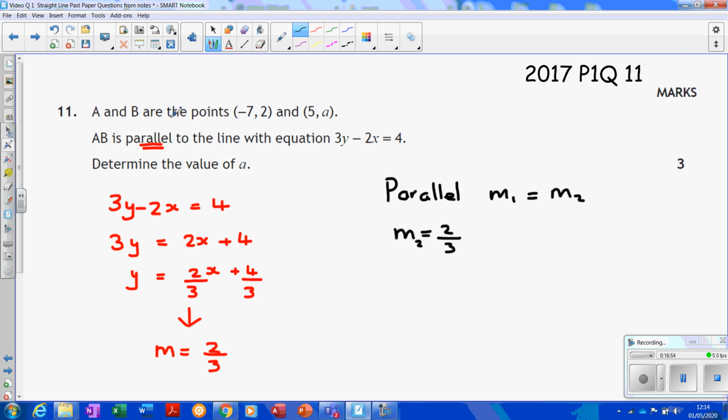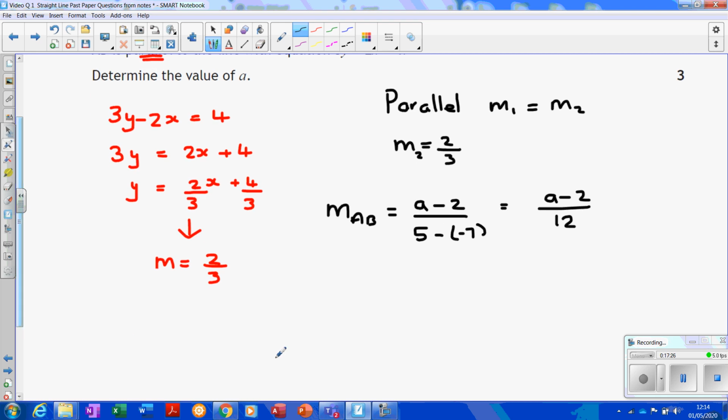Now I'm going to work out the gradient of AB. So the gradient of AB is y2 minus y1 divided by x2 minus x1. So y2 minus y1 is a minus 2, divided by x2 minus x1, which is 5 minus minus 7. So 5 minus minus 7 gives me 12, so a minus 2 divided by 12. Right, so make your two equivalent statements. So that tells me that a minus 2 divided by 12 is equal to 2/3.